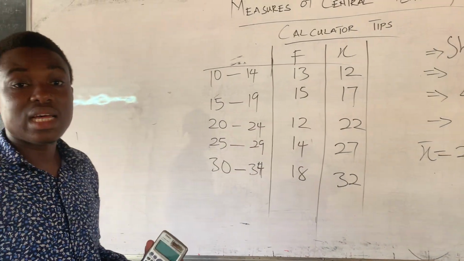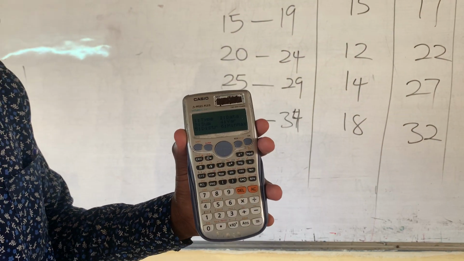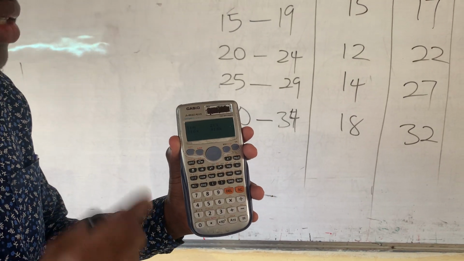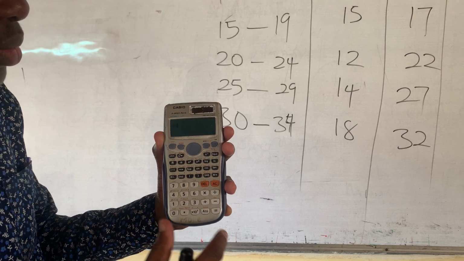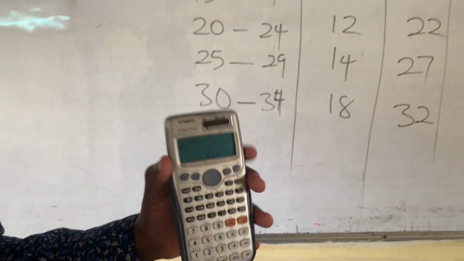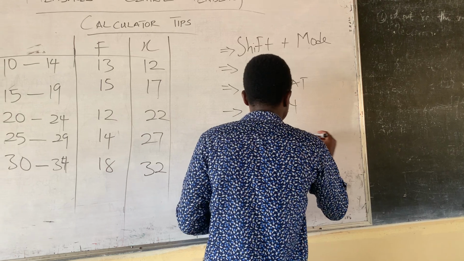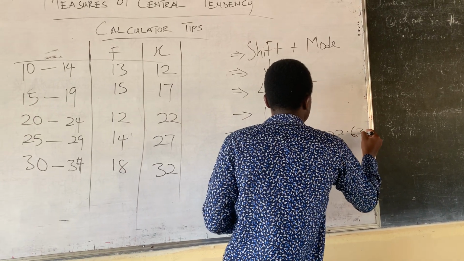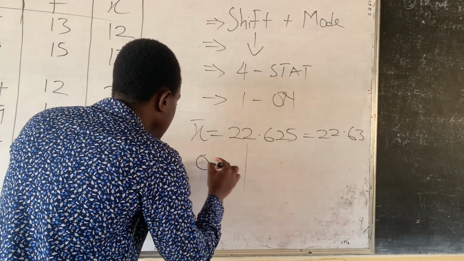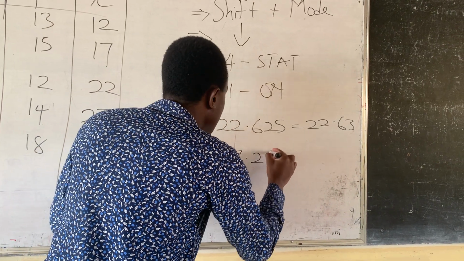Now let's solve for the standard deviation. So shift and 1, then we choose option 4. Then we take our 3, that is population standard deviation, and then we have 7.26, to 2 decimal places. So the mean becomes 22.63, and then our population standard deviation becomes 7.26.